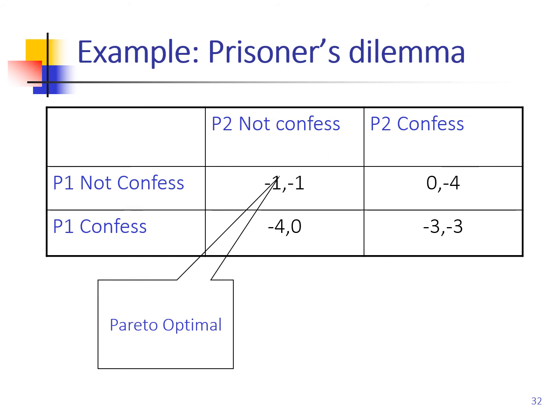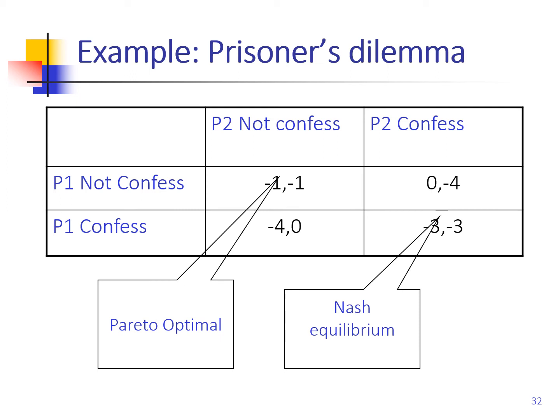Which is actually corresponding to a Pareto optimal, because if any of them decides to deviate from that, and of course the other takes that into account, then he will be getting a lower utility. Whereas if you look at the Nash equilibrium, this is going to be again corresponding to both confessing.